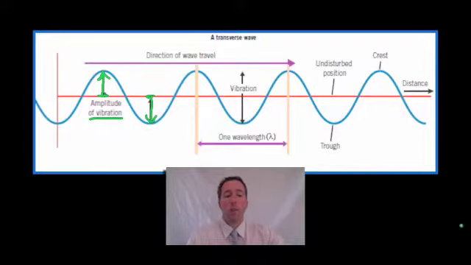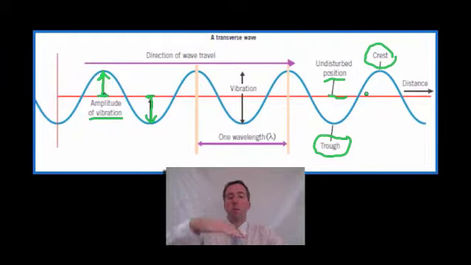In fact, these high points and these low points both have a name. Shooting over here, we can see that the low point in a transverse wave is called a trough, and the high point here is called a crest. And the amplitude is the distance moved from the undisturbed position, this baseline position. So the particles are moving up and down, but the wave is traveling in a direction.